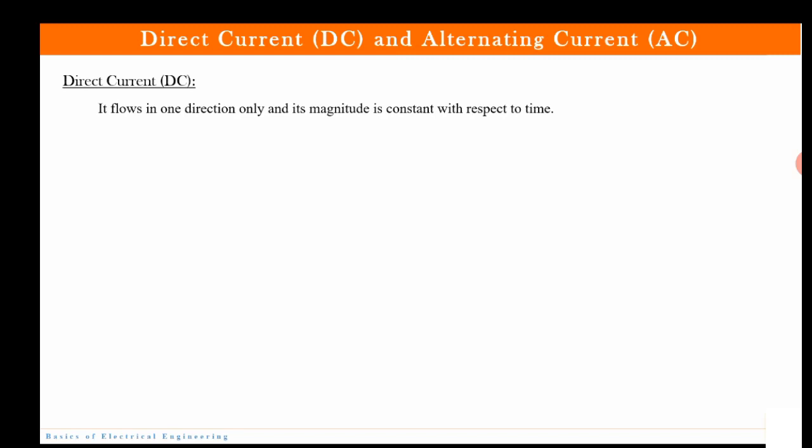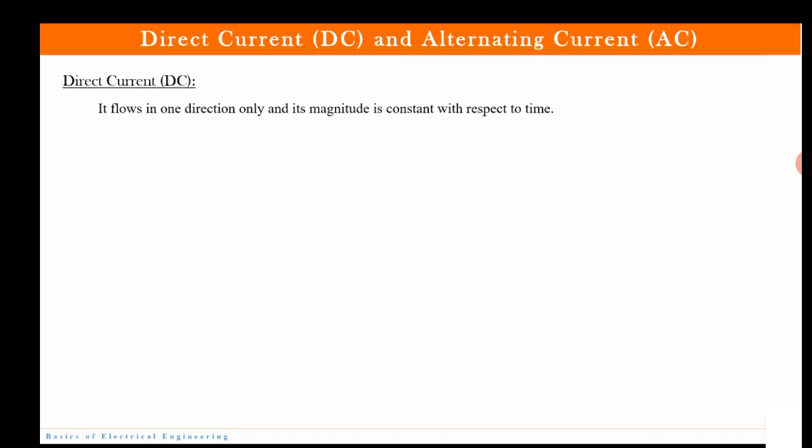To start with, first of all, what is the meaning of current? Well, current can be defined as the flow of electrons in any conducting path. And the current is of two types, direct current and alternating current. Now let us first see what do you mean by direct current.